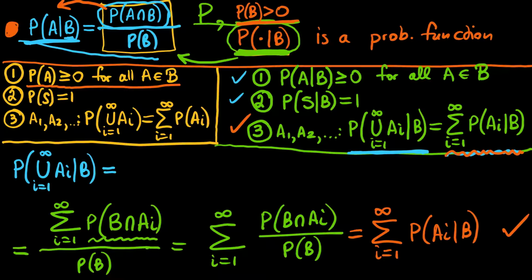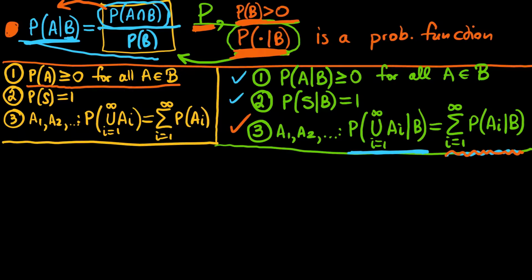Okay, so pretty cool and powerful. Anytime we're given a probability function P and a set B that has positive probability, which really doesn't require much, then the conditional probability is also a legitimate probability function. That means it satisfies the three axioms, and that is going to be very useful.